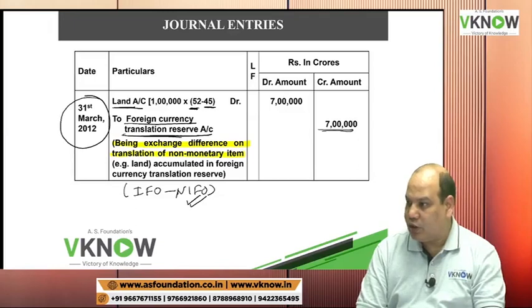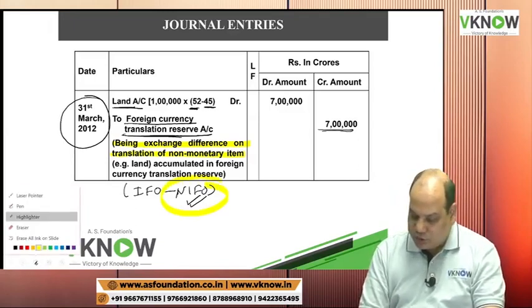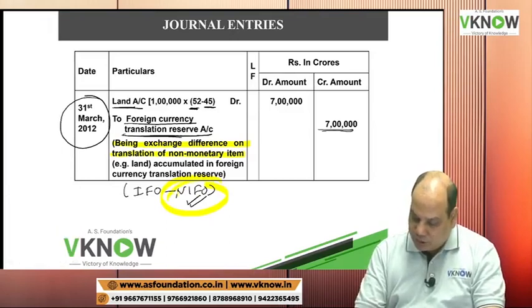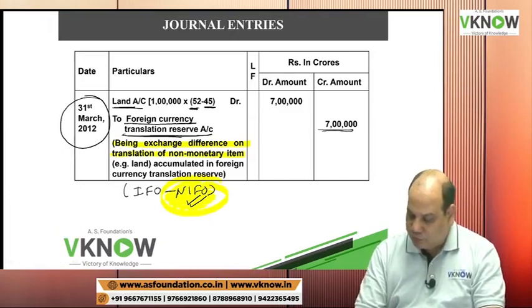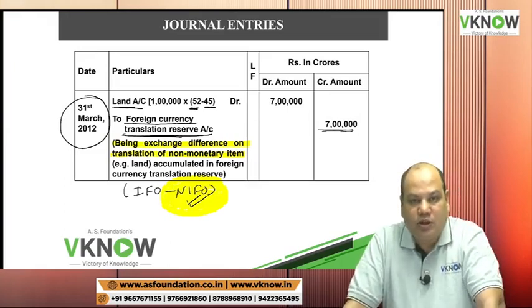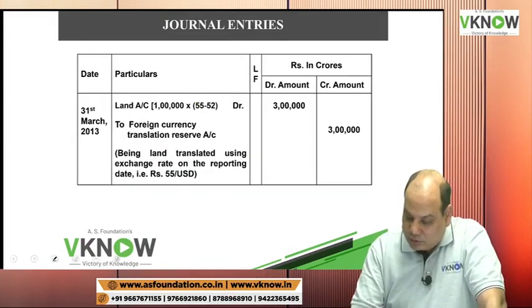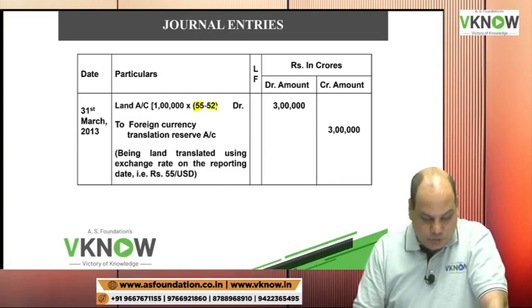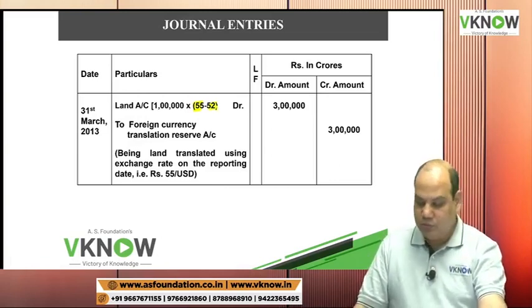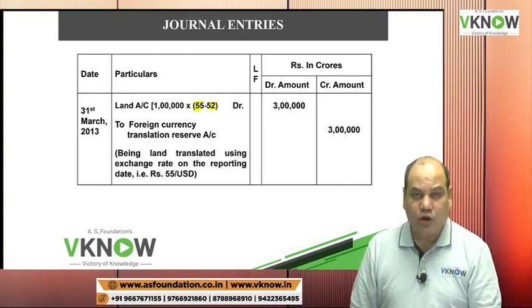Okay, so now we have moved to NIFO. Now we have come to which territory? Now we are going to follow NIFO. Under NIFO, all assets and liabilities will be measured at closing rate. So next year again, the rate has gone up. See in your question book, the rate has gone up from 52 to 55.